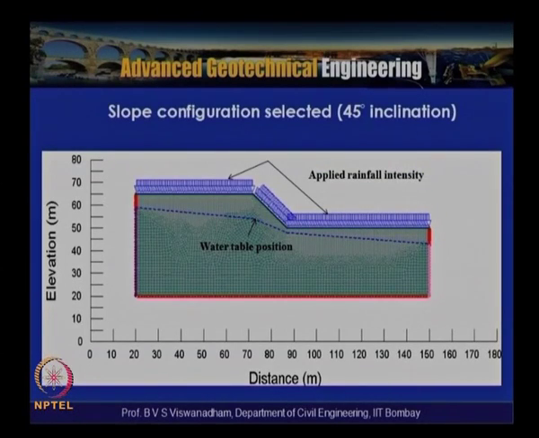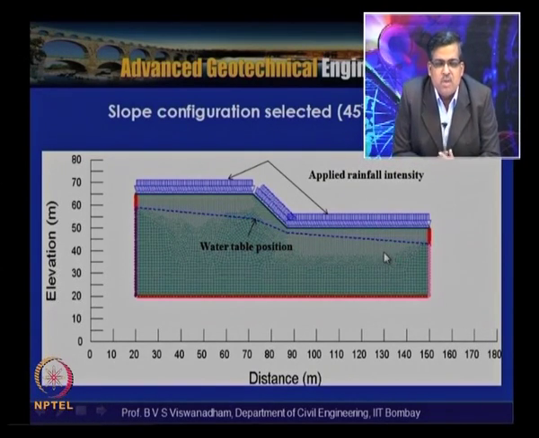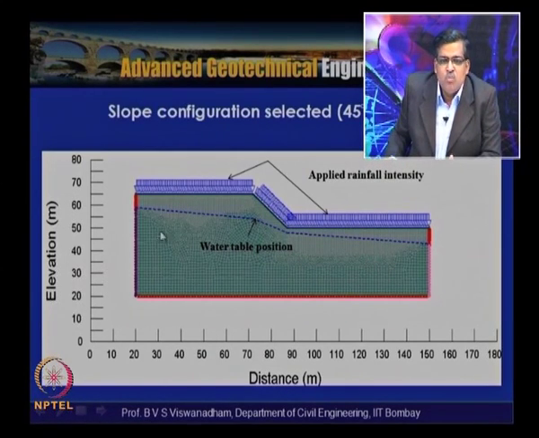In this particular slide, a slope configuration is shown, wherein these horizontal lines show the applied rainfall intensity, and this is the initial water table position which is assumed. That means initially the static water table is assumed there, and above that the portion is assumed to be saturated, and then this particular portion is unsaturated, and after giving the appropriate soil parameters, the analysis is carried out.